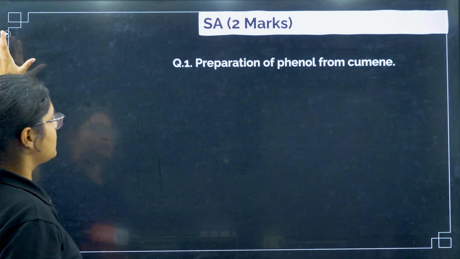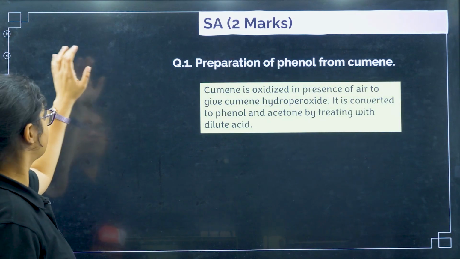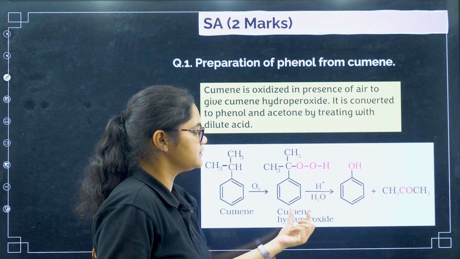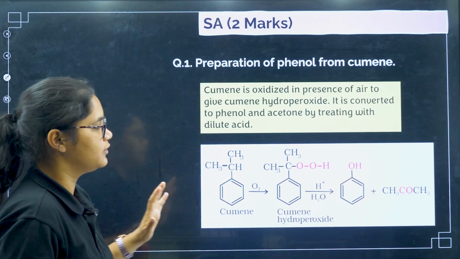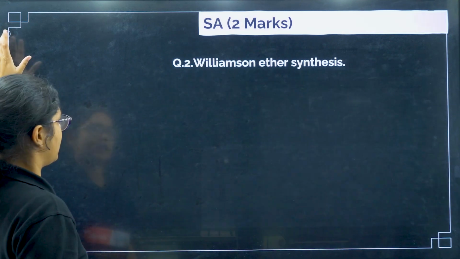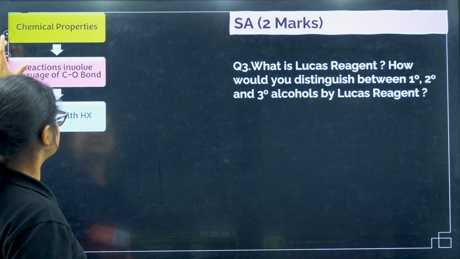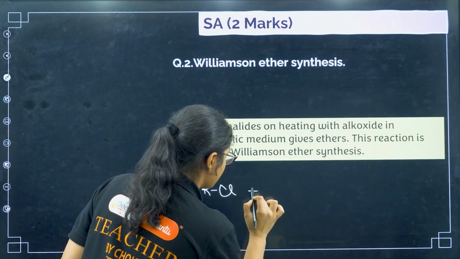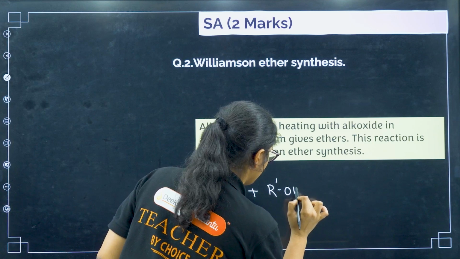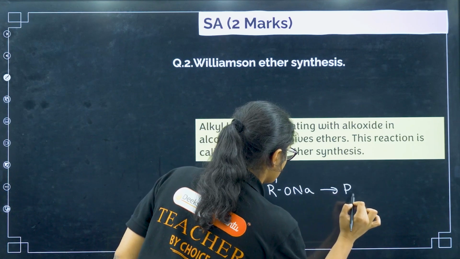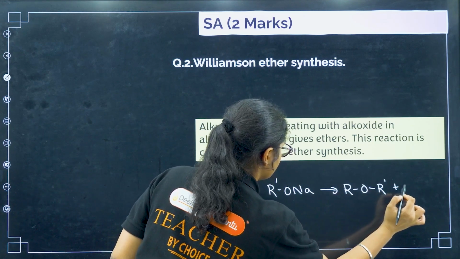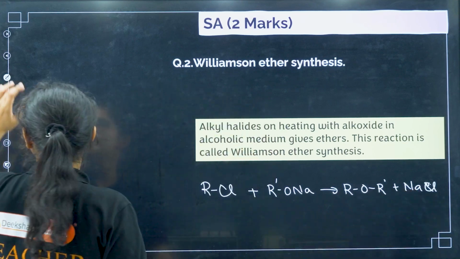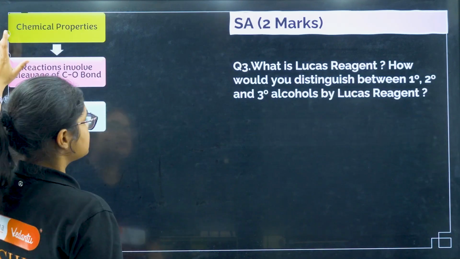Next, alcohols, phenols and ethers. So preparation of phenol from cumene. Isopropyl benzene plus oxygen, you will get this one, then H plus and H2O, you will get phenol. Write it and then draw the reaction. Williamson ether synthesis, you have RX, okay, RCl plus R dash ONa, right, that will give me ROR dash plus NaCl.